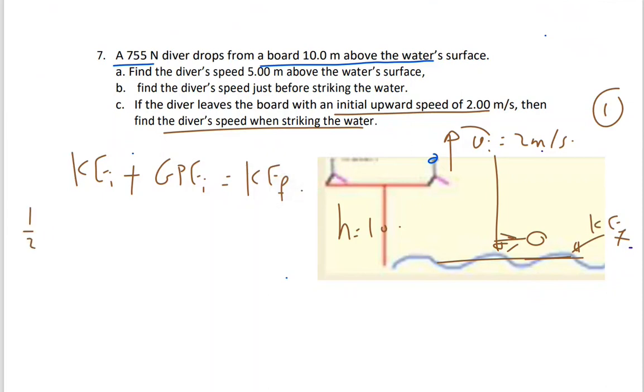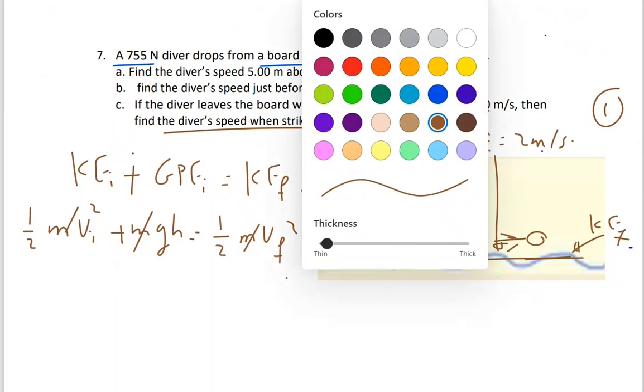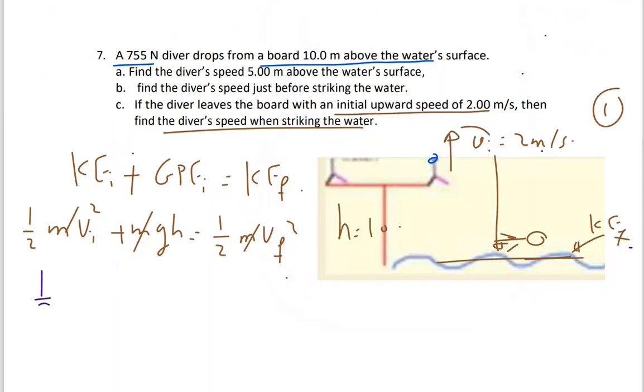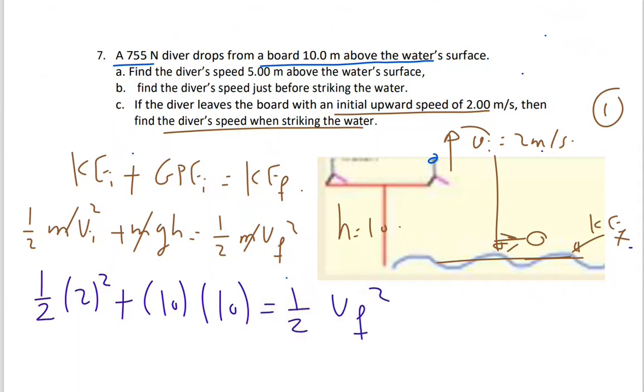So here we have half m v initial squared plus mgh equals half m v final squared, m cancels out, and then substitute. So half v initial, 2 squared, plus g is 10, h is 10 equals half v final squared. Now do cross multiplication. Find first the answer and do cross multiplication. 2 squared divided by 2 is 2.